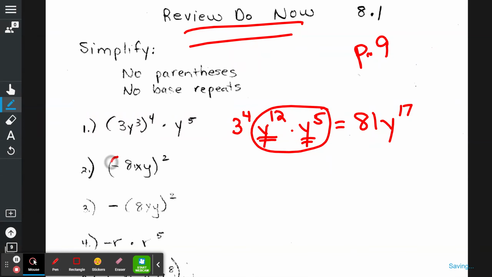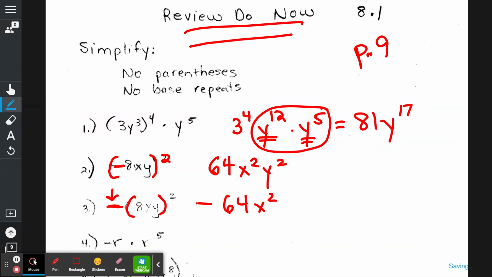Okay, number 2, you have a negative inside the parentheses raised to an even power. That means the final result will be positive. So 8 squared is 64, x squared, y squared. Contrast that to number 3, where the negative is on the outside. So that means do the opposite. So it would be negative 64, x squared, y squared.